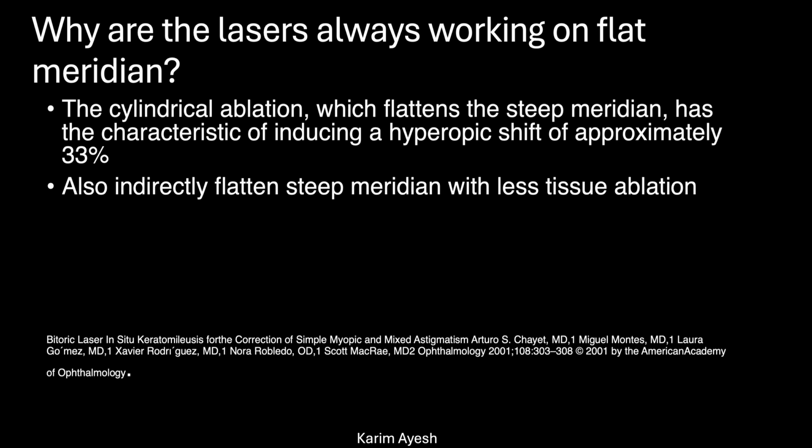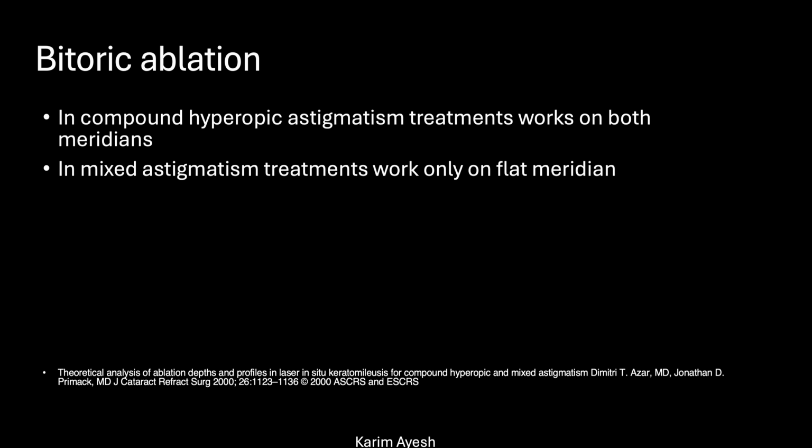Why do the laser machines always work on the flat meridian? The cylindrical ablation, which flattens the steep meridian, has the characteristic of inducing a hyperopic shift. If the machine works on the steep meridian directly, it will have a shift. But if it ablates the flat meridian, it indirectly works on the steep meridian with less tissue ablation or without affecting the hyperopic or myopic shift. Bitoric ablation in compound astigmatism works on both meridians. In mixed astigmatism, because you have hyperopic, positive and negative cylinder work only on the flat meridian.